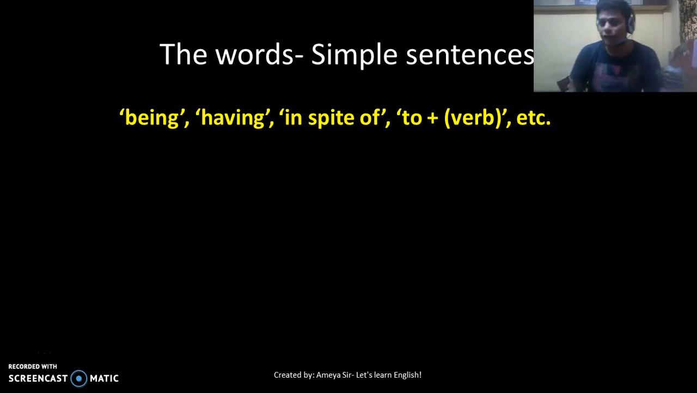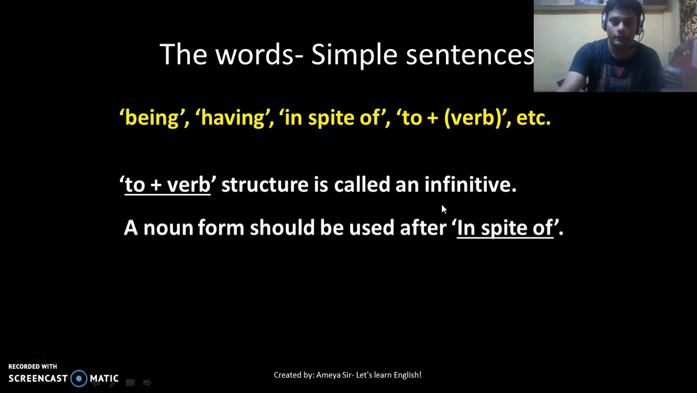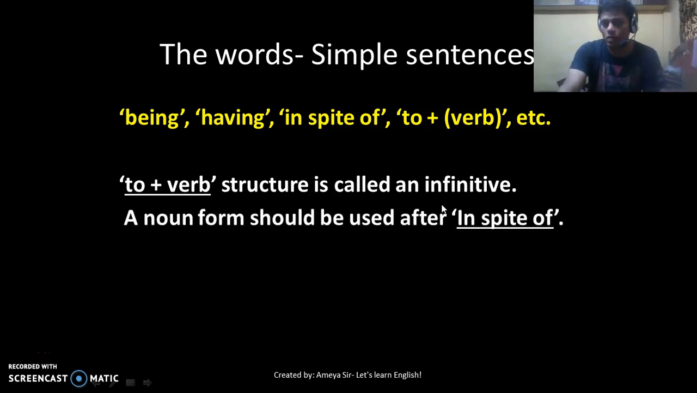Being, having, in spite of, to plus verb, which is the infinitive we just discussed, and some other ways to do it as well. To plus verb structure is an infinitive. I want you to take a look at this infinitive, because the pronunciation of infinitive sometimes may give you an impression that the spelling is I-N-F-I-N-A, but it's not so. I-N-F-I-N-I-T-E.